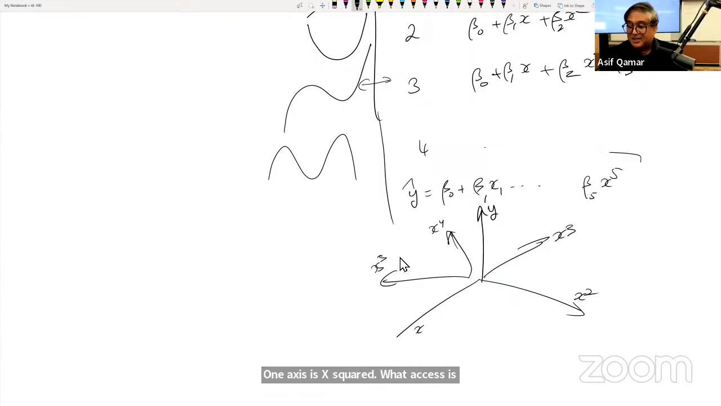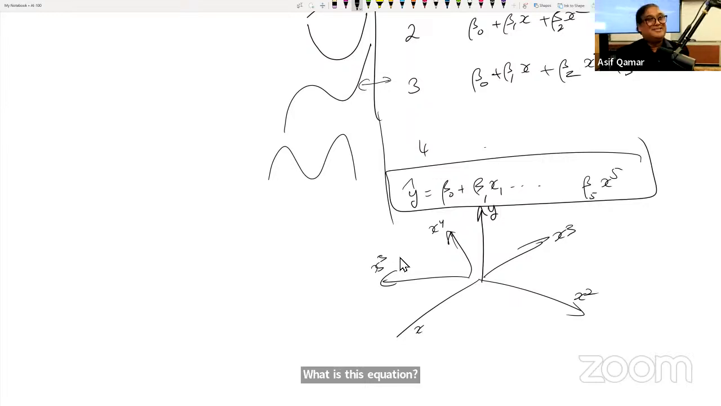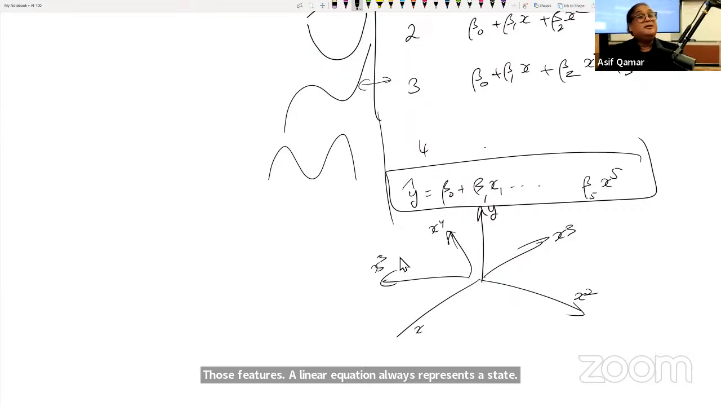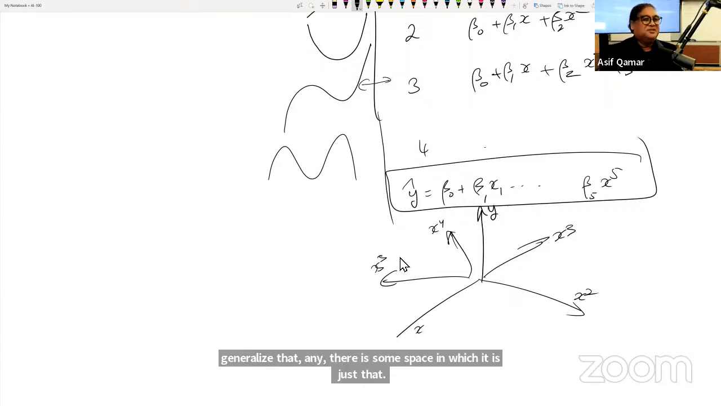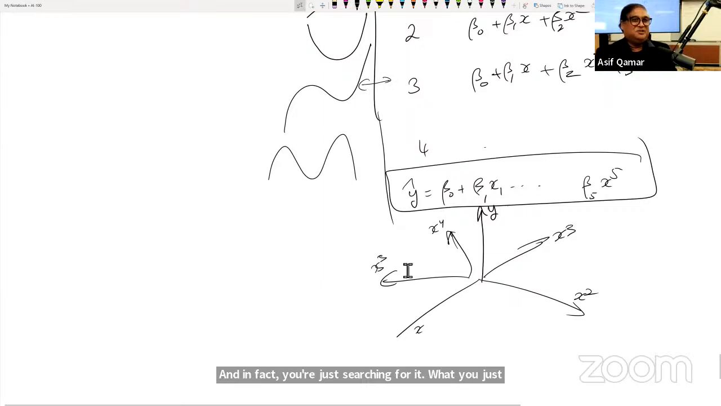What is this equation? This is a linear equation in those 5 axes, those features. A linear equation always represents a straight hyperplane. And therefore, what in 2 dimensions looks to you like a curve happens to be a plane in a 5-dimensional space. So from that, I can generalize that for any curve, there is some space in which it is just flat, and in fact, you're just searching for it. What you did in 2 dimensions, you can do in this dimension: write a loss function.